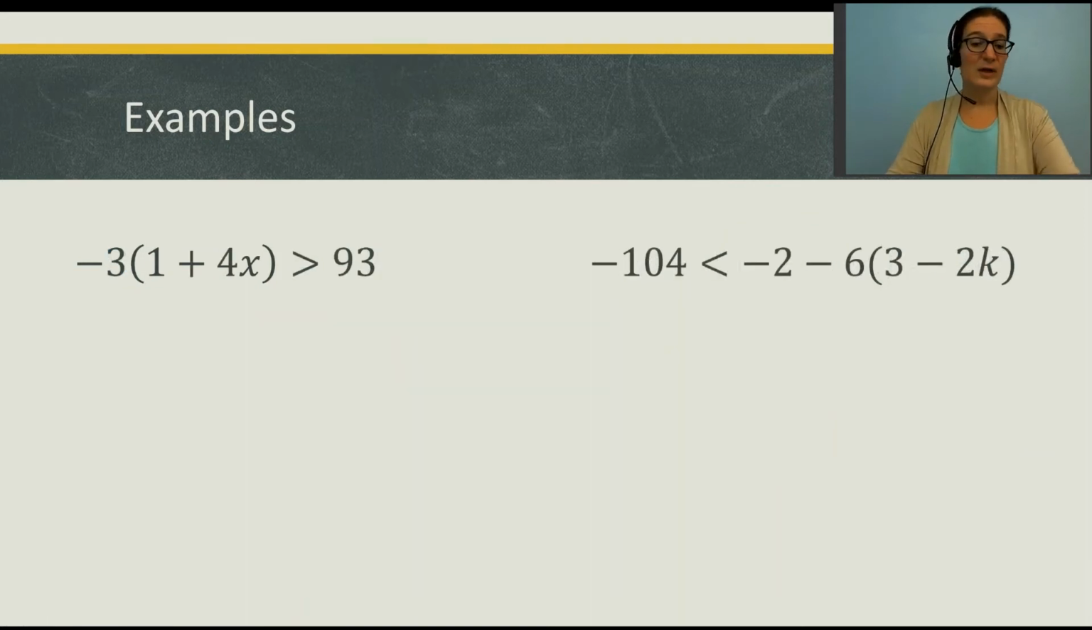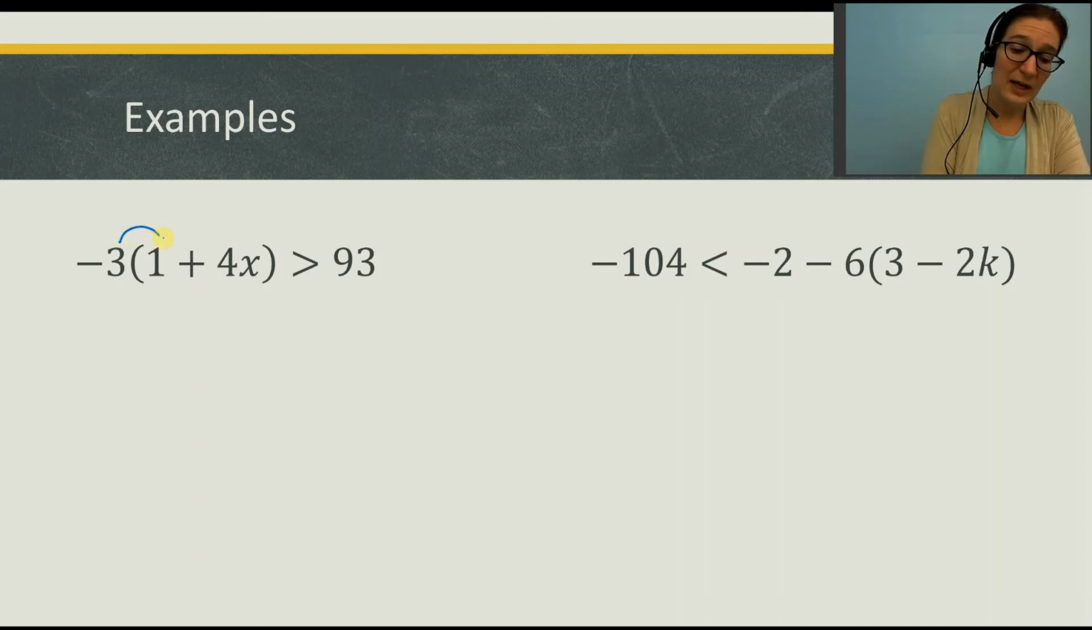All right, we're gonna do these the same way. We're making sure that we are using our inverse operations and we are simplifying. So for this one, since I divided it off last time, this time I'm going to distribute the outside number. So I'm going to take this negative 3 and distribute it in. So negative 3 times 1 is negative 3. Negative 3 times 4 is negative 12. Don't forget your x. And that's all greater than 93.